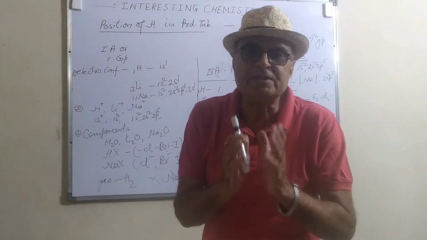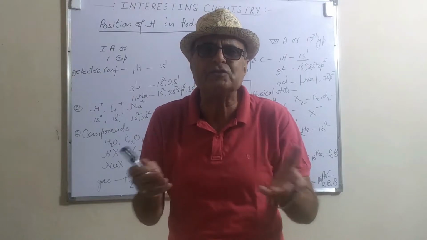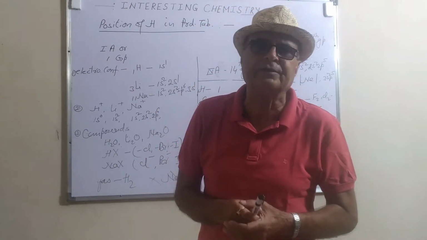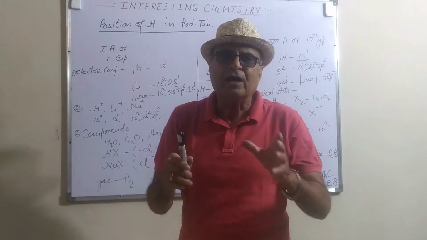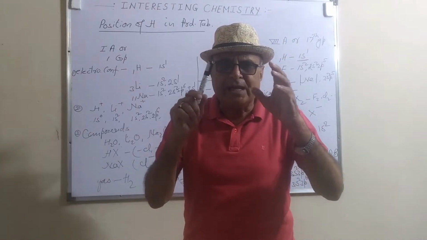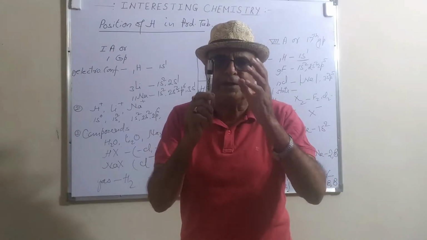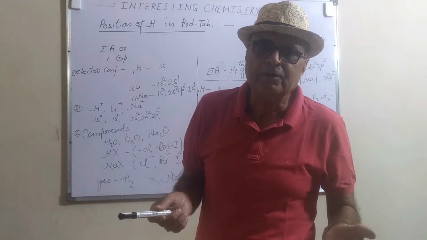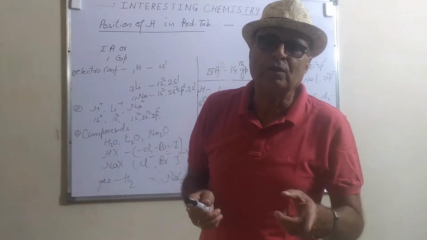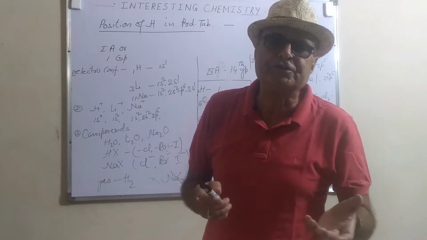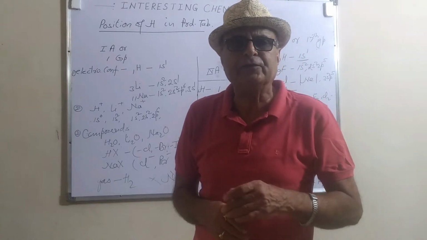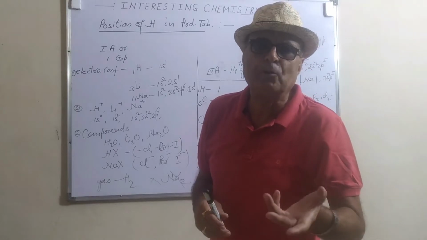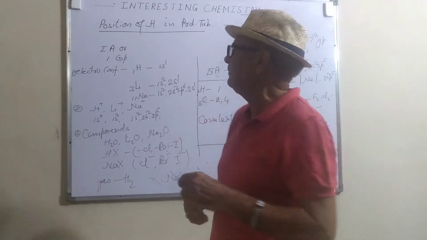As you know, the basis of the periodic table, or the classification of elements, is only electronic configuration. The electronic configuration tells us the position of a particular element in the periodic table. So first you should know the electronic configuration of the element whose position in the periodic table you are going to justify.